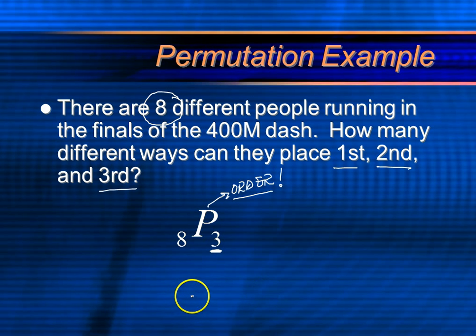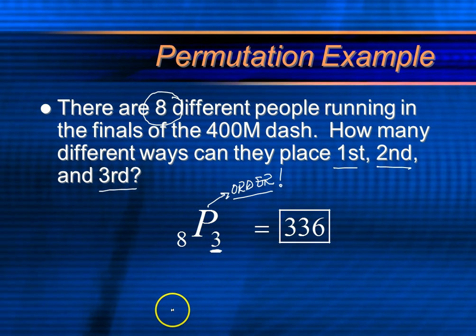Okay, so if you haven't yet, type this in your calculator, 8, and then do your nPr, and then do your 3. There's 336 options. Now, some of you, it might make more sense in your head to do this in a little bit different way, which is fine.